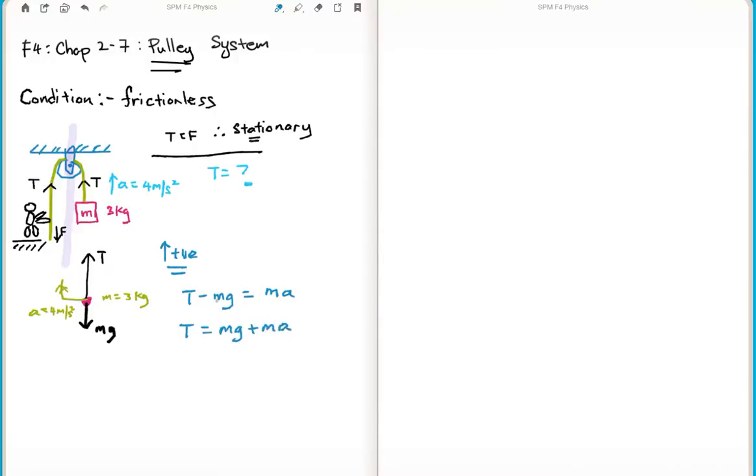Easy. Then all you need to do is solve it, because you have most of the data already. Bring it over, negative and positive. So tension would be 3 times (10 plus 4). You may use 10 meters per second squared for g in SPM, but after SPM you need to use 9.81. For now, using 10 is okay. Taking care of the sign, because I defined positive as going up, it's good practice to always define your positive direction. You solve this, and eventually you will get 42 Newton.